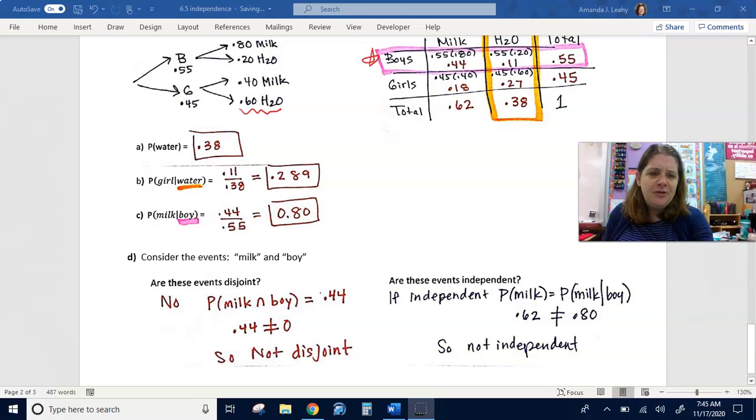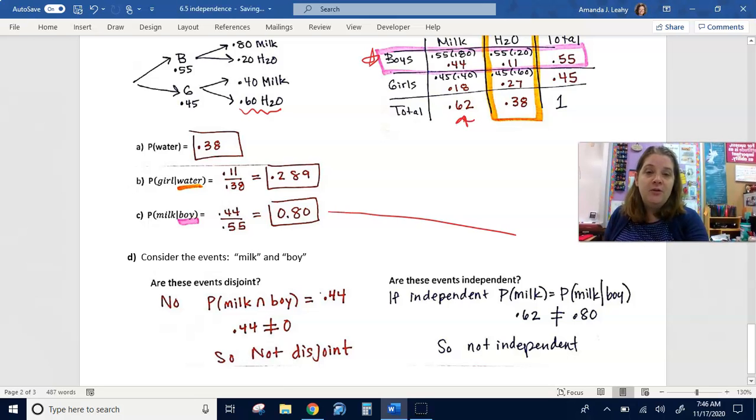Are they independent? If they're independent, then the probability that someone drinks milk should equal the probability that someone drinks milk given that they're a boy. So knowing boy should not change the probability of milk there. So that would be 62% for milk, and I'm just reading that right off the table. Okay, and then what's the probability that someone is drinking milk given that they're a boy? That's that 80%. We already found that, so I'm going to sub that right in. Those are not equal, so they're not independent. So these are not disjoint nor independent in this case.